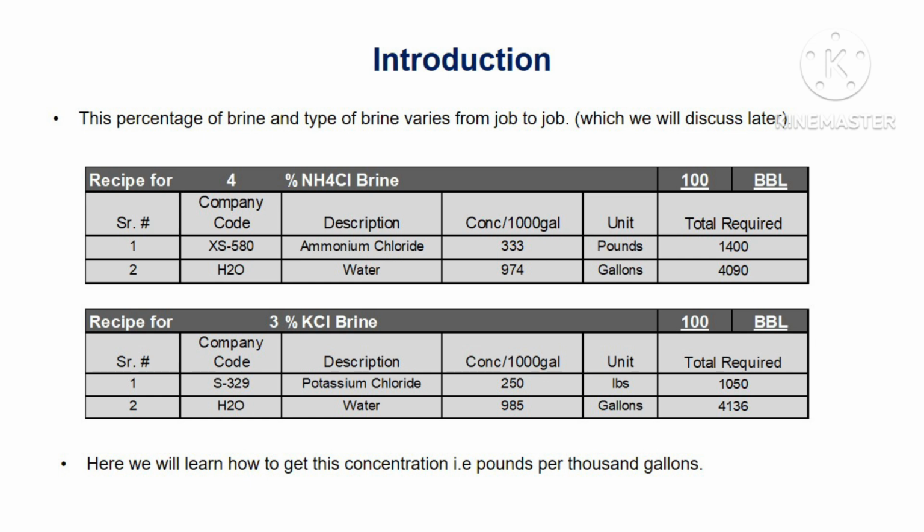gallon. In the first table, if we see the first line, the description is ammonium chloride and the concentration is 333, that is, 333 pounds are needed for 1000 gallons of the brine to make 4% NH4Cl. So how have we calculated this 333, or in the second table how have we calculated 250 for 3% KCl? This is the calculation that we have to learn, where this 333 or 250 came from.